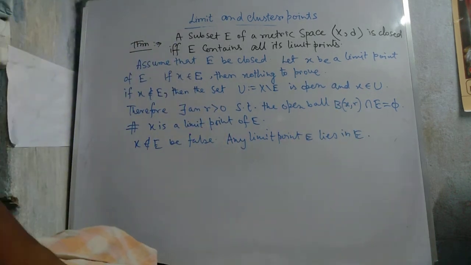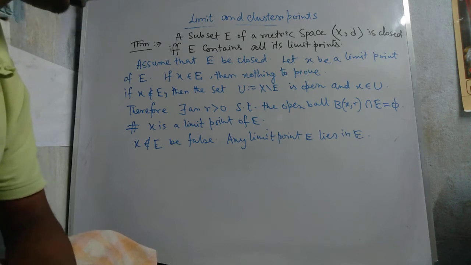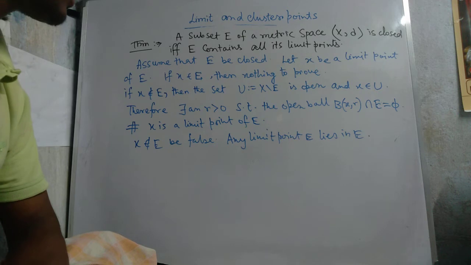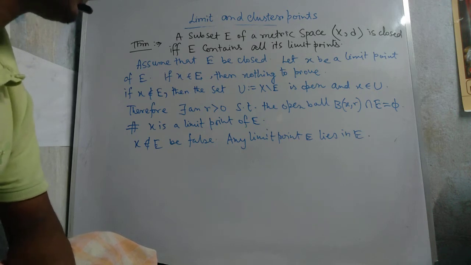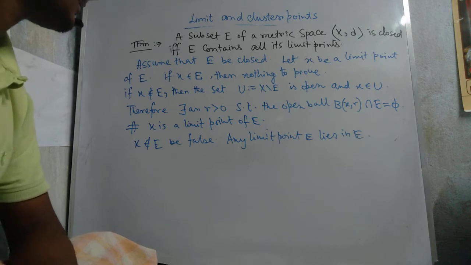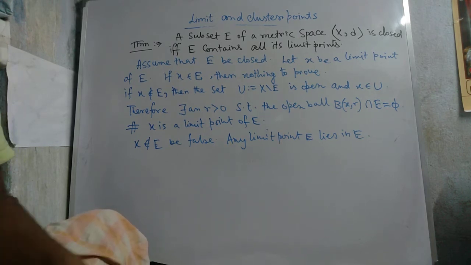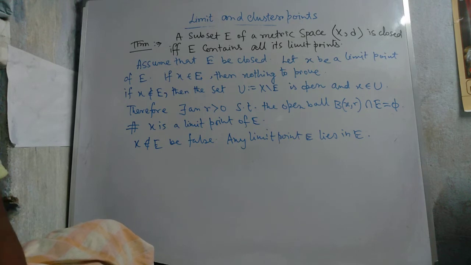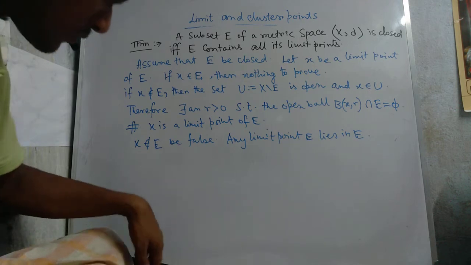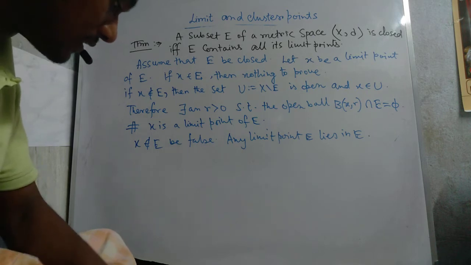Okay, suppose x does not belong to E, then we proceed further. Then you take U = X \ E, which is open, since E is closed, so E complement, or X \ E, is open. Then x belongs to U, therefore there exists an open ball such that this intersection with E is obviously empty. This contradicts x being a limit point of E, so x does not belong to E is false. In other words, any limit point of E lies in E.